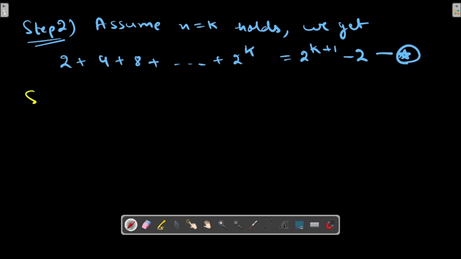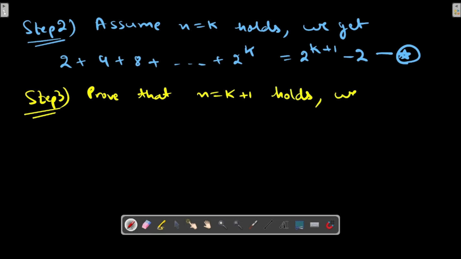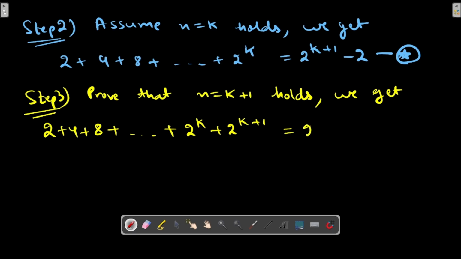We will prove step 3. Prove that n is equal to k plus 1 holds. If that's there, then what do you get? 2, 4, 8, and so on, 2 to the power of k, 2 to the power of k plus 1 is equal to 2 to the power of k plus 2 minus 2. We need to prove this.